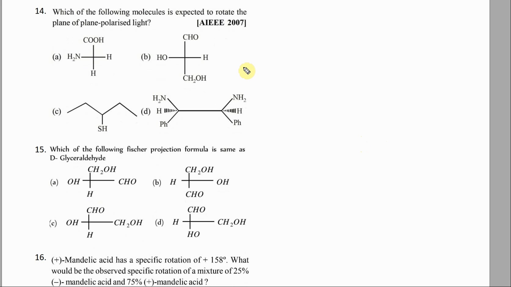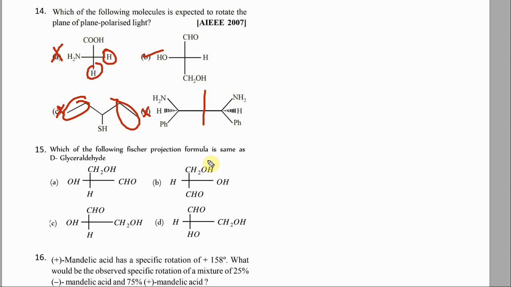Which can be expected to rotate plane polarized light, meaning basically optically active. Now same groups cannot be there. Same group, no. Okay, different groups, yes. Ethyl, ethyl, no. Now when you see here there is a plane of symmetry, no. So beta.